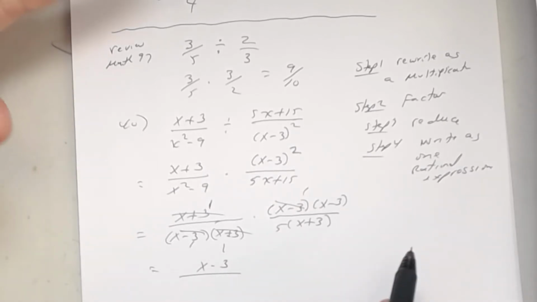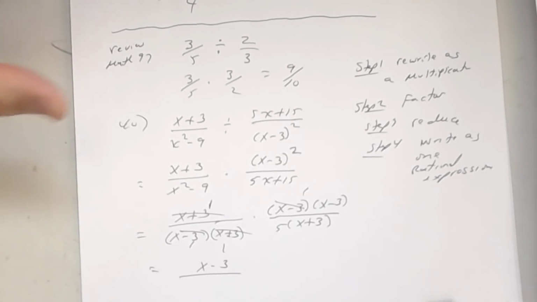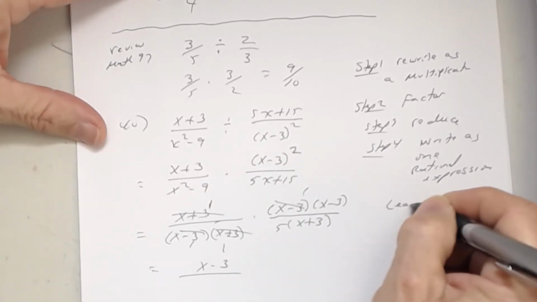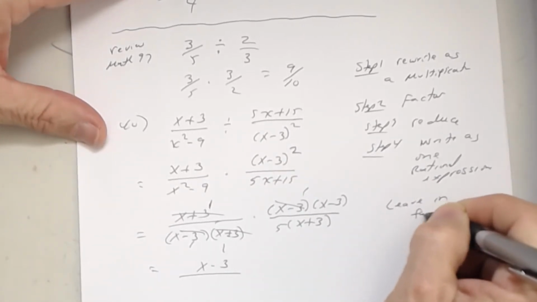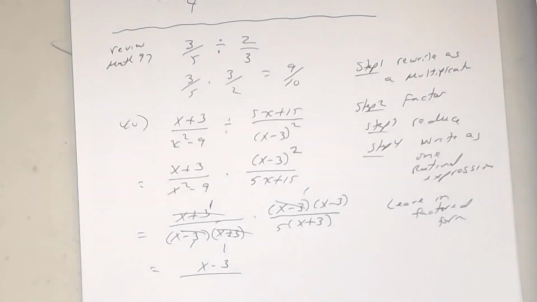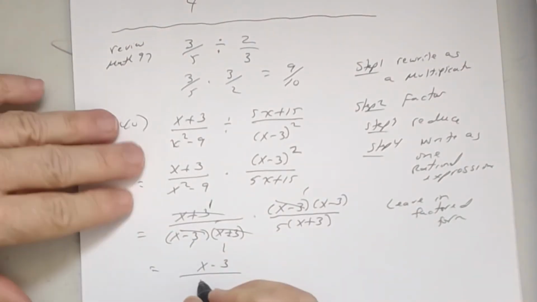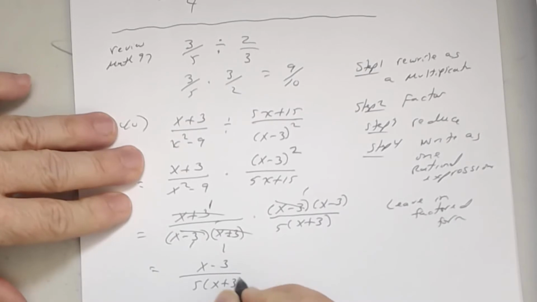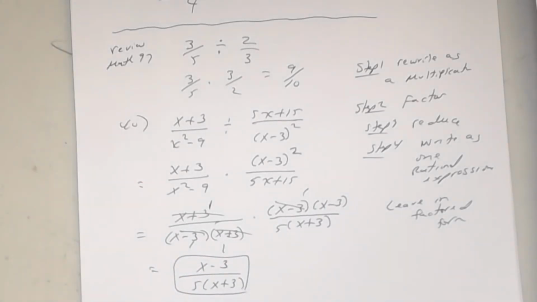Don't distribute. Leave them in factored form. So I'm going to write it down: leave in factored form. Don't say x minus 3 divided by 5x plus 15. Leave it as 5 times what? X plus 3. And there's your answer. That's how we write it. We leave the answer in factored form. Don't distribute.